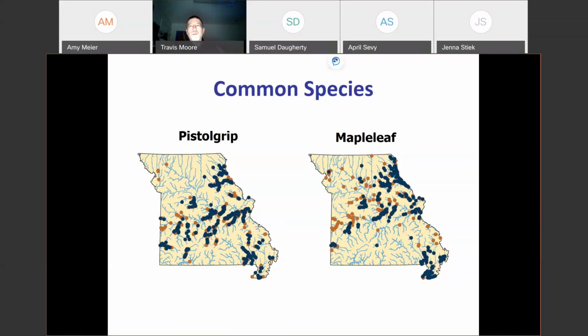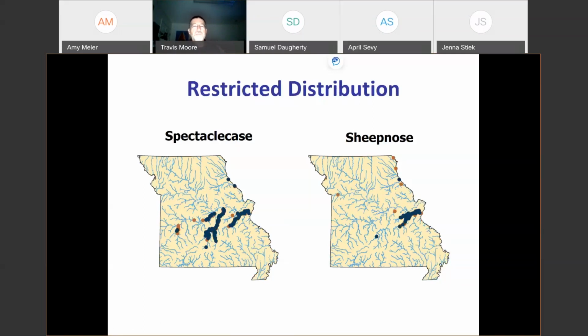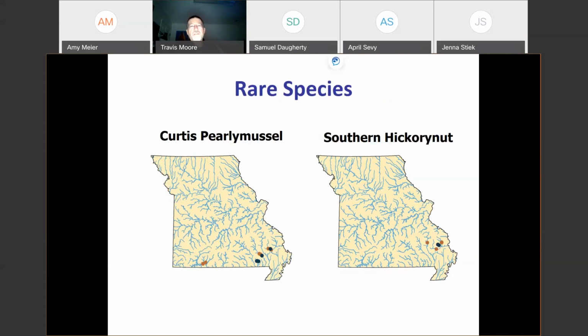So if I wanted to find pistol grip and or maple leaf, there are a lot of different river systems that I could go to and have a good chance of finding them. But there are some species that are kind of confined to certain river systems, or maybe only certain sections of those rivers. Spectacled case and sheepnose are just a couple of those examples. And you can see that there's really only a few places where there's potential to find both of those species. But then there are others yet that are even more rare, and they're confined to really few sites, oftentimes in very small sections of certain rivers. Curtis, pearly mussel, and southern hickory are a couple of examples of those.